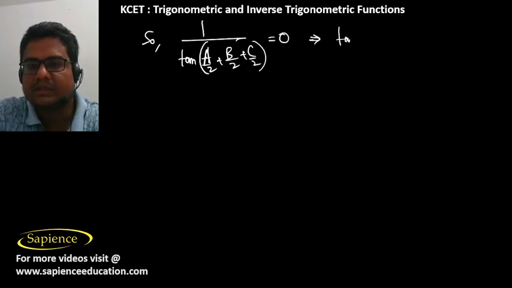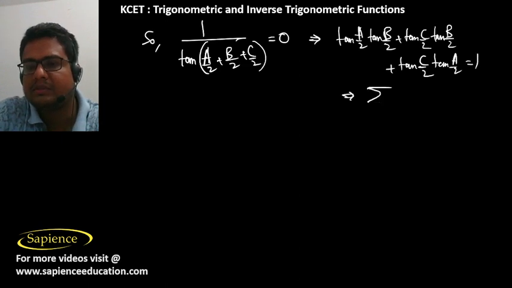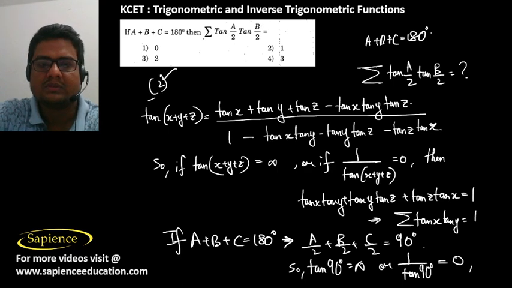Which means that tan A by 2 tan B by 2 plus tan C by 2 tan B by 2, then plus tan C by 2 tan A by 2, this will be equal to 1. So simply it means that summation tan A by 2 into tan B by 2 will be equal to 1. So option 2 is the correct answer.